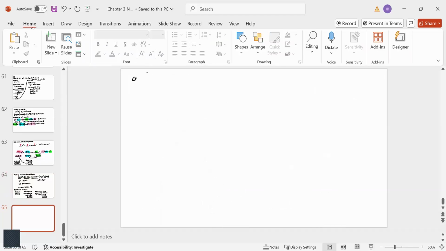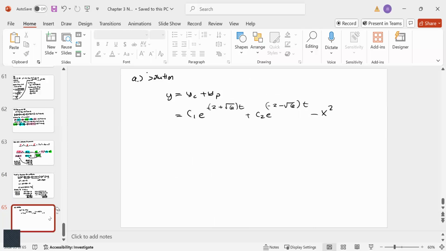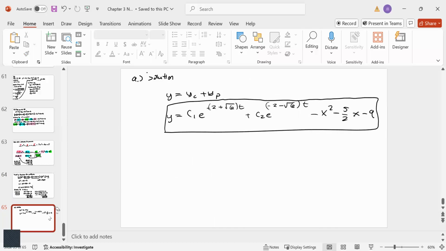So then my final step is the solution, right? Step 9 is solution. y equals yc plus yp. So that's going to be C1 e to the negative 2 plus square root of 6 t plus C2 e to the negative 2 minus square root of 6 t, plus negative x squared, I guess, so minus x squared, minus 5 halves x minus 9. And so that's our answer. Is it pretty? No. But is it correct? Hopefully.